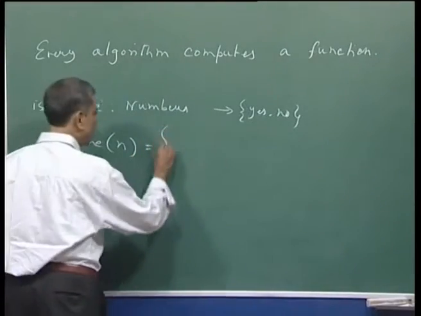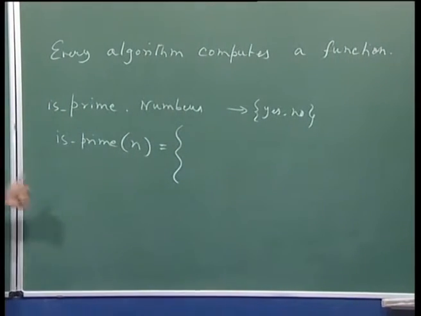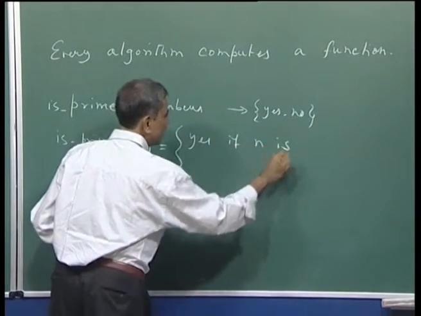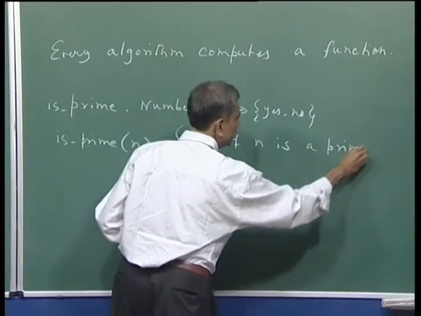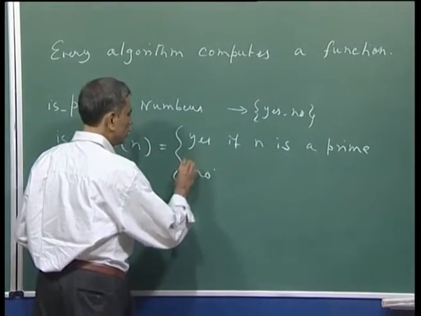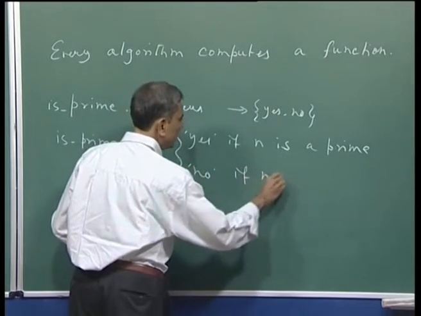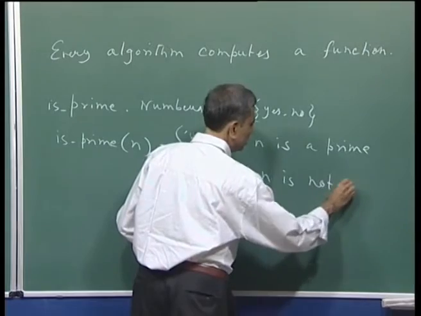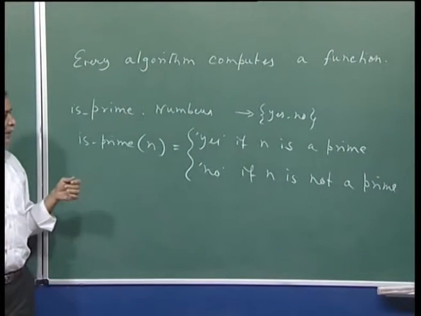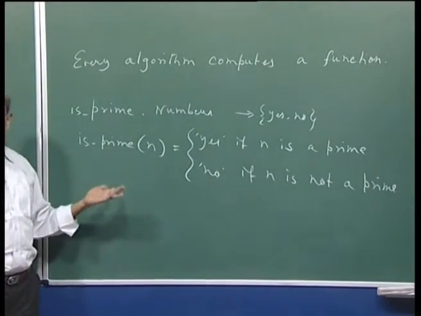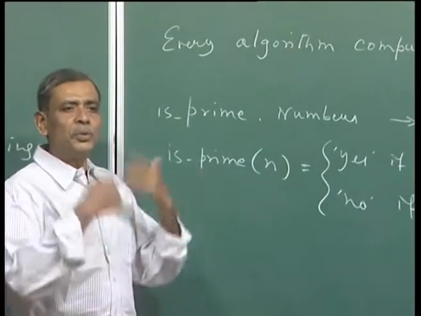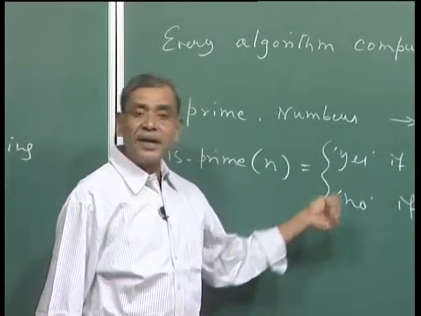Now, let me define when I want the answer to be yes and when I want the answer to be no. So, let us say it should be yes if the number n you have given as argument is a prime, and it should be no if n is not a prime. Right. So, you have defined this function. But clearly, this definition itself is not telling me, given an n, how to actually come up with the right answer.